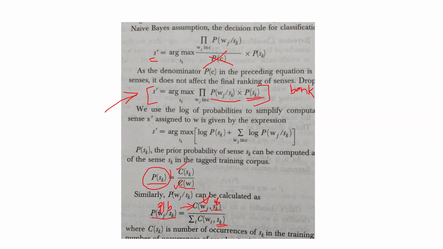Now, what is this? This is actually a way of rewriting the same equation which is written here, but we are applying log because finding the product is difficult. When you apply log, you just have to add them up. That is the only difference. So this is how the Naive Bayes classifier works, the Naive Bayes classifier for word sense disambiguation.